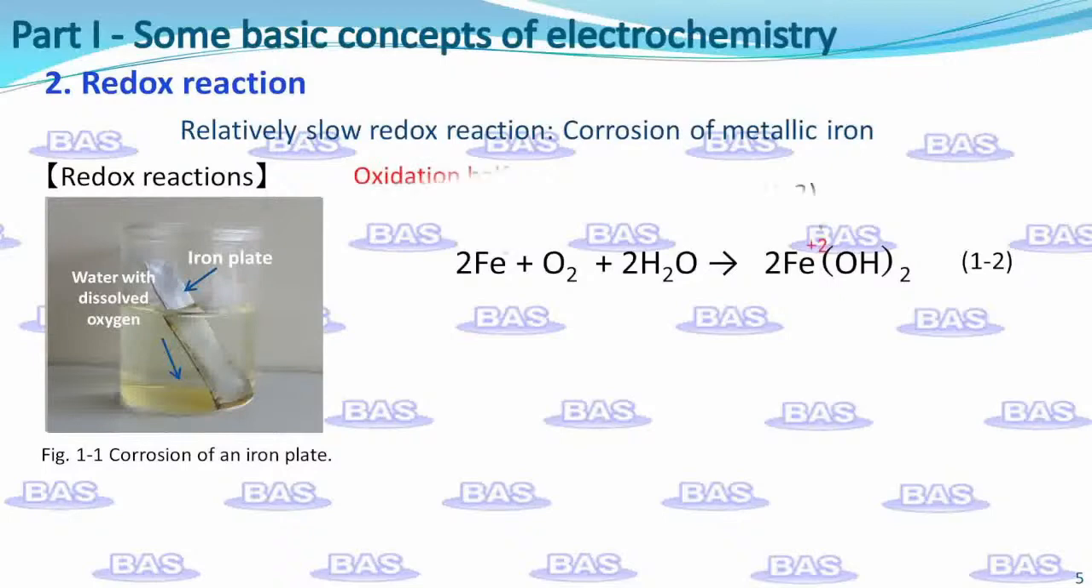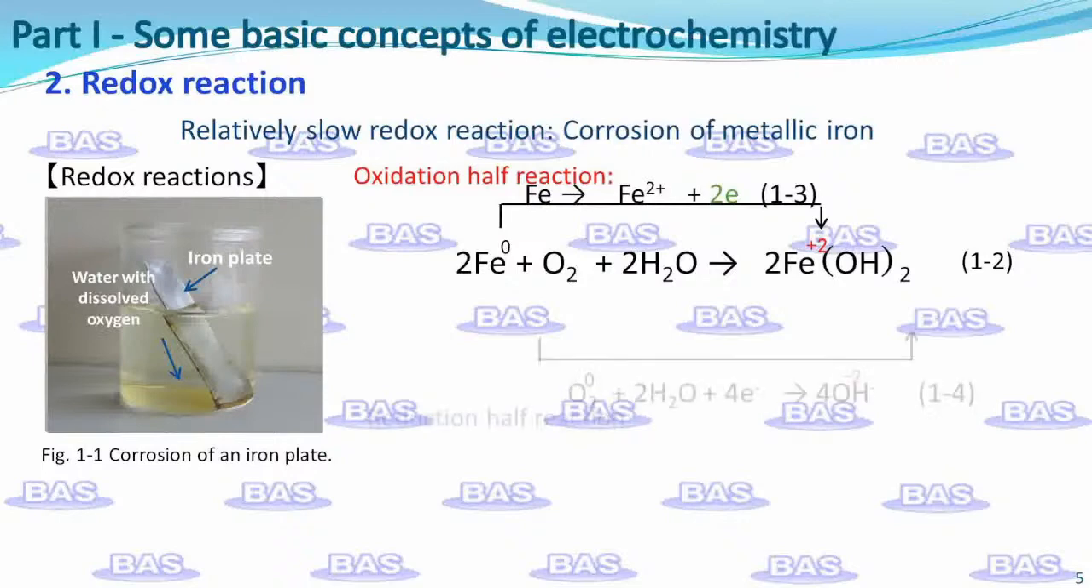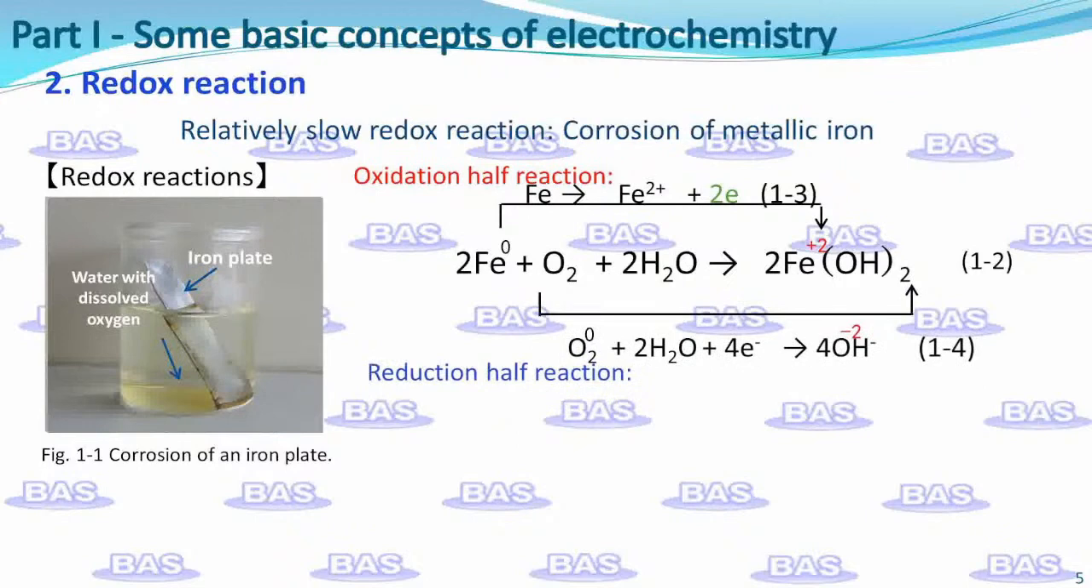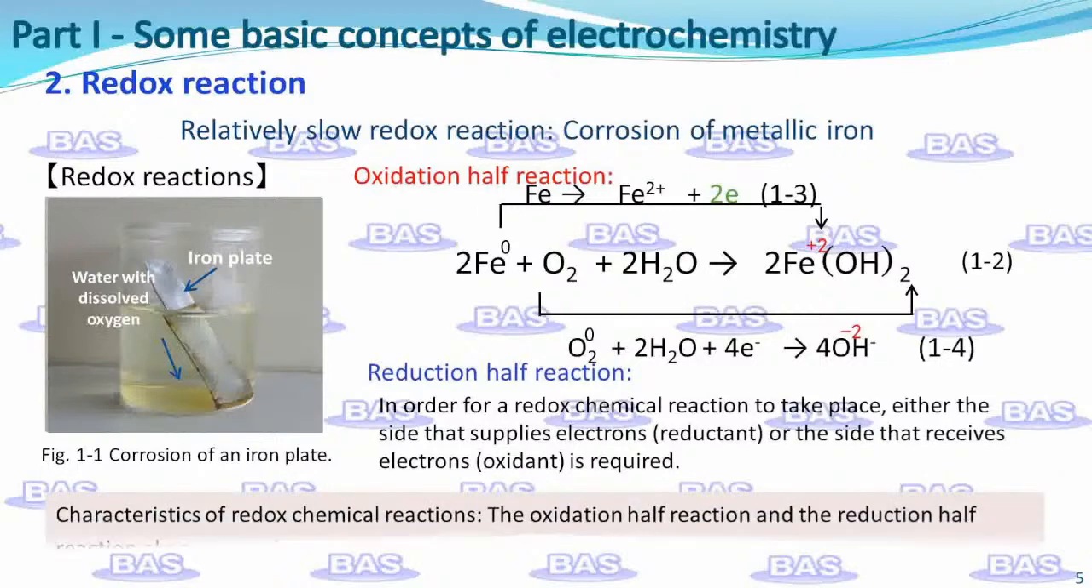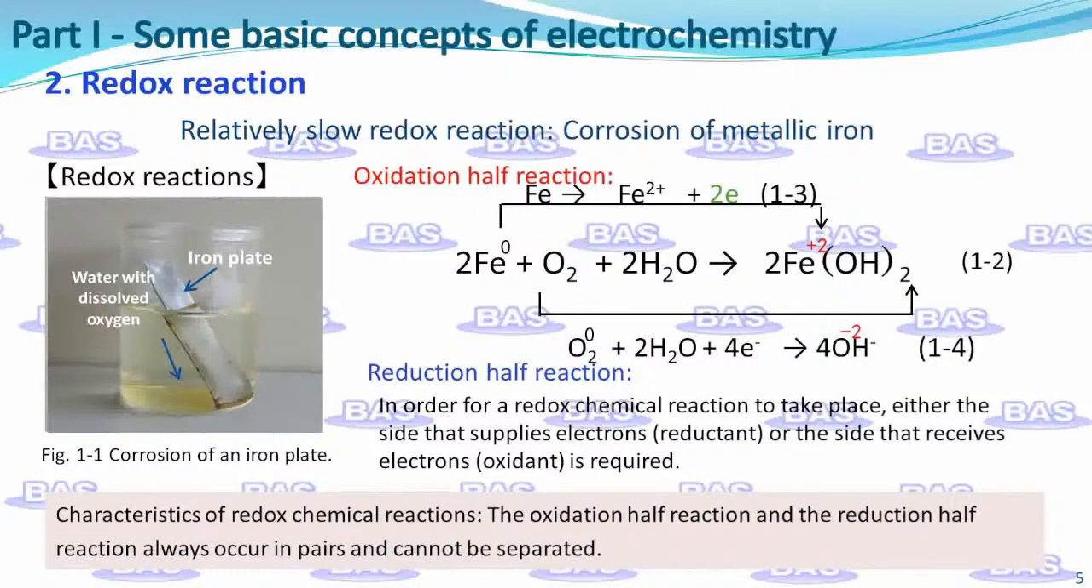The iron atom loses electrons and becomes an iron ion. At the same time, oxygen gains electrons and becomes a hydroxide ion. Since electrons will not be generated from nothing and will not disappear into nothing, when performing redox chemical reactions, there must be a part that supplies electrons and a part that accepts electrons. The oxidation half reaction and the reduction half reaction must occur in pairs at the same time and are inseparable.